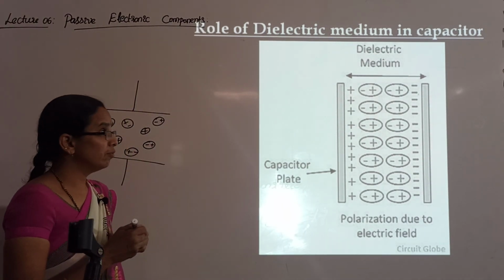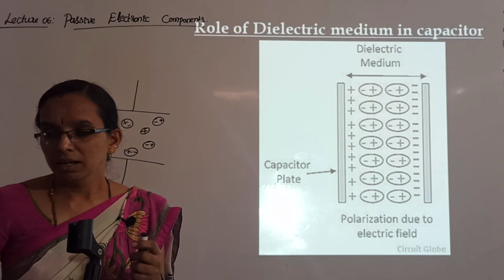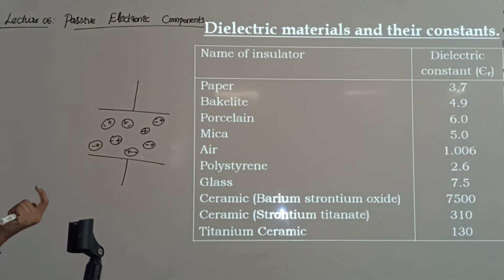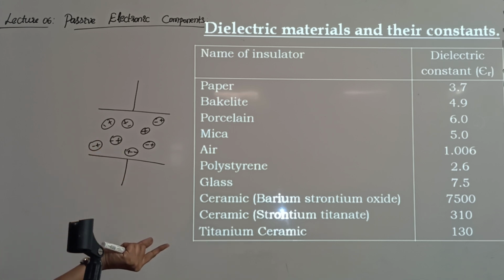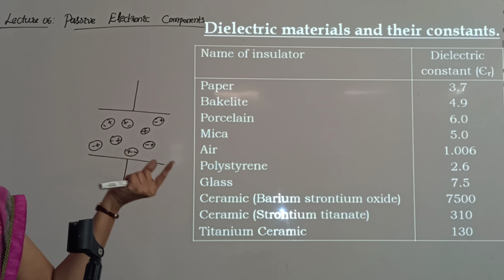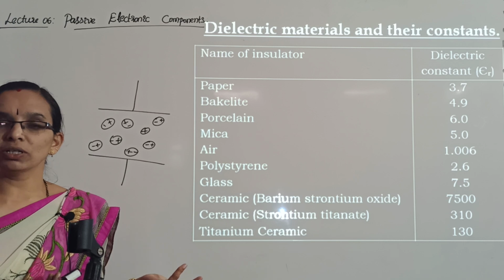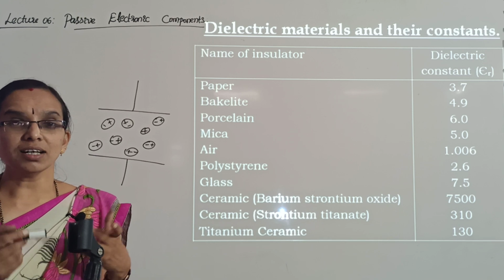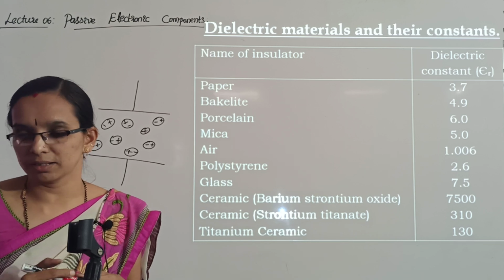Dielectric media have different permittivity for different dielectric materials. If you use paper, bakelite, porcelain, there are so many insulators, and the dielectric constant for each insulator is also given. Depending on the dielectric constant, the polar molecules will be polarized and an internal electric field will be developed, which opposes the external electric field, which in turn increases the capacitance of the capacitor.